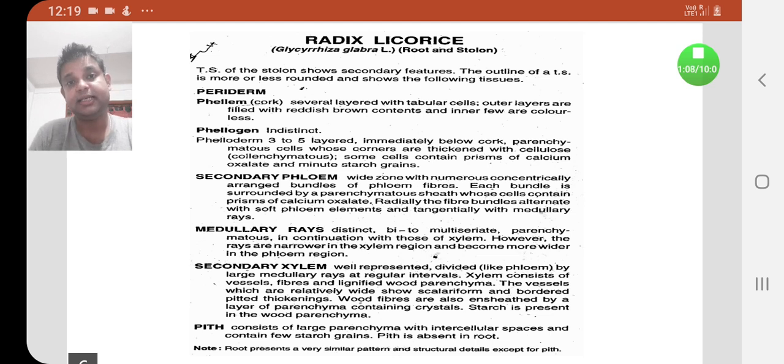Next, as I mentioned, if it is stolon, then you will find the pith. Pith consists of large parenchymatous cells with intercellular spaces and contains few starch grains, whereas pith is absent in root. In the note it has been clearly mentioned, you can see root presents almost all the similar patterns like stolons except for pith.